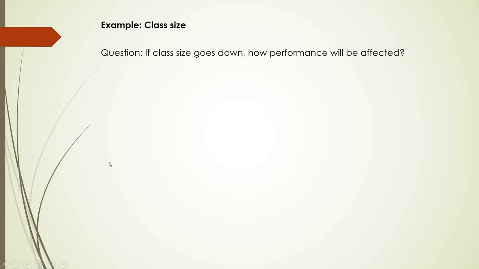For example, we will use the data about class size. The question that we want to answer is: if class size goes down, how will performance be affected? It is always very important to decide what the units of measure will be, for example, how to measure class performance. We will use test scores expressed in points. We have a sample of 420 districts in California, in the United States, and for every district we have the average test scores of students in that district.